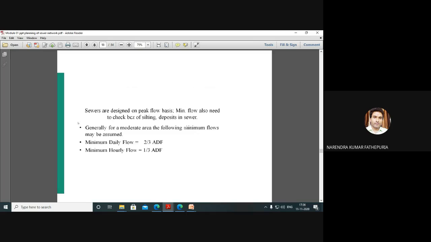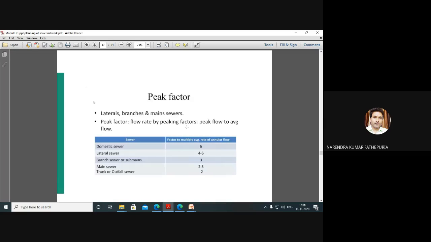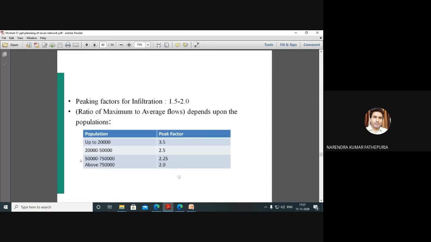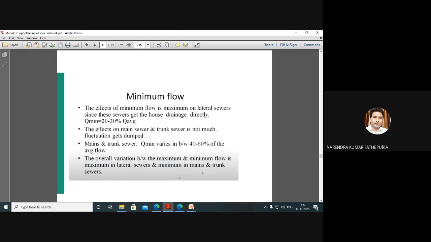Minimum daily flow should be 2 by 3 of the average daily flow, and the minimum hourly flow should be 1 by 3 of the average daily flow. These are the peak factor values for the various connections: domestic sewer 6, lateral sewer 4.6, branch sewer submains 3, main sewers 2.5, trunk or outfall sewers 2. These are standard values for the design of sewer pipe networks. The peaking factor for infiltration should be in the range of 1.5 to 2. I'm just quickly revising because you already know all these things, as we have done it.